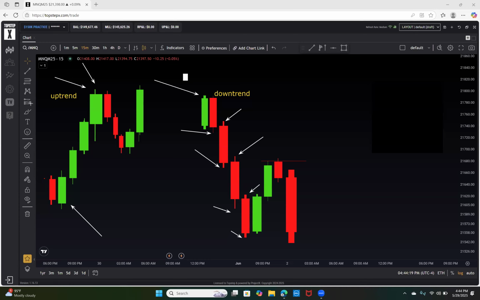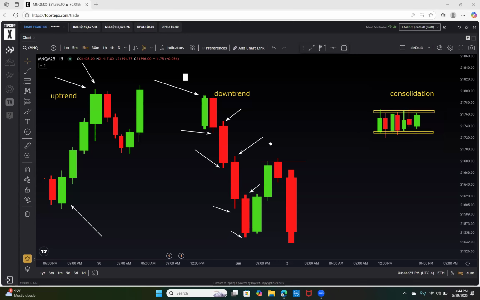The third way the market can move, and that's going to be consolidation. So what is consolidation? Consolidation is basically price ranging. Support right here and resistance will equal a range. So you've got a range here.